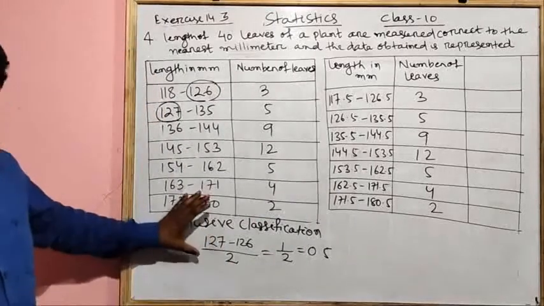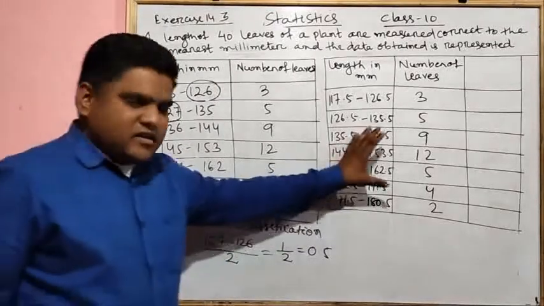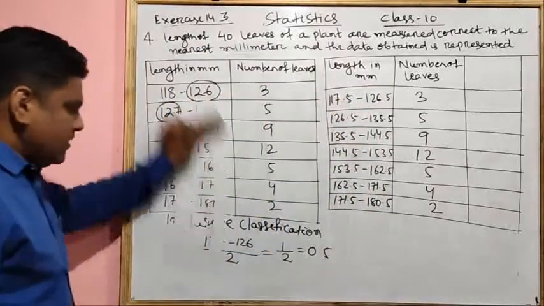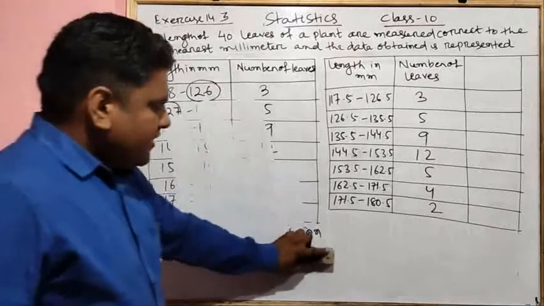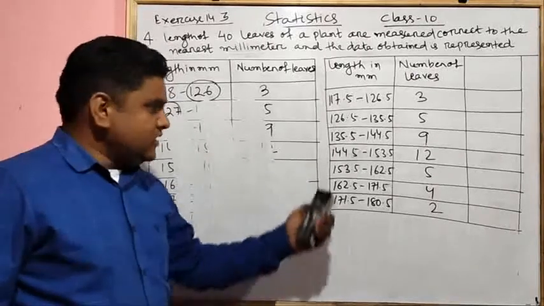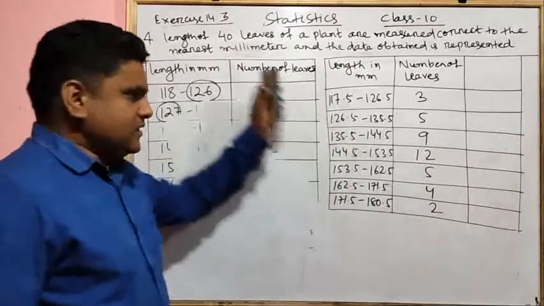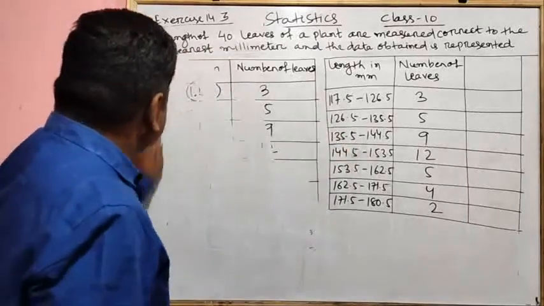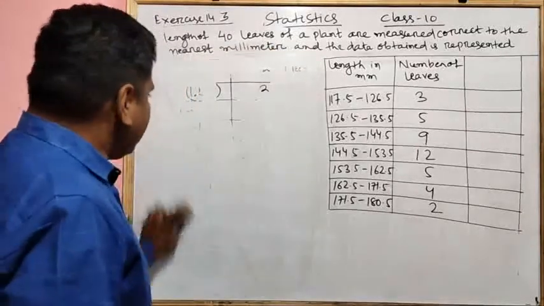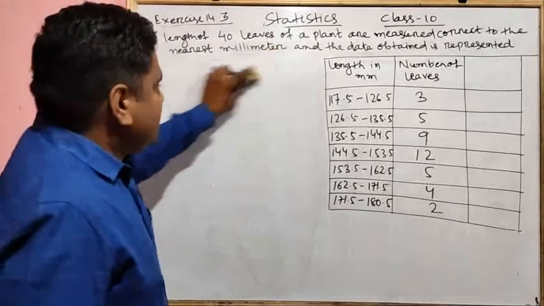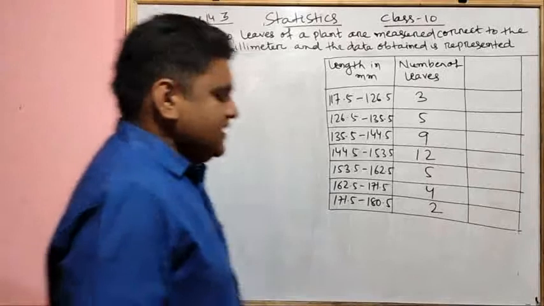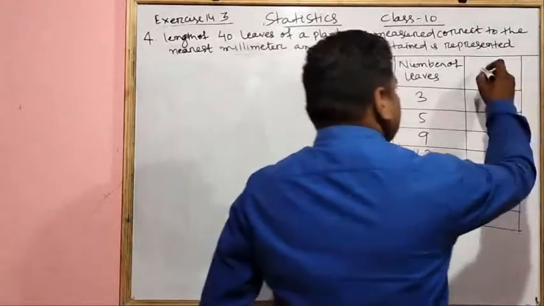This is inclusive classification and we have converted this into exclusive classification. Let me erase this one because we have to calculate any central tendency, that is mean, mode and median, using only exclusive classification. To find median of a frequency distribution table, we have to find cumulative frequency. So let's find cumulative frequency of this one.